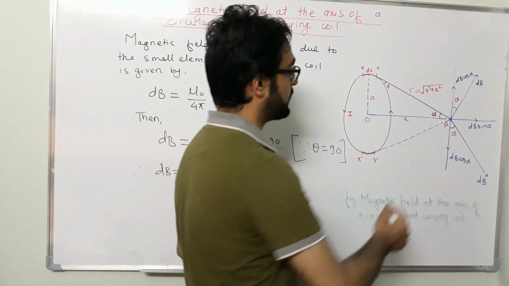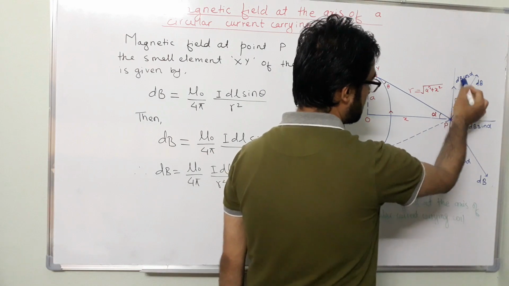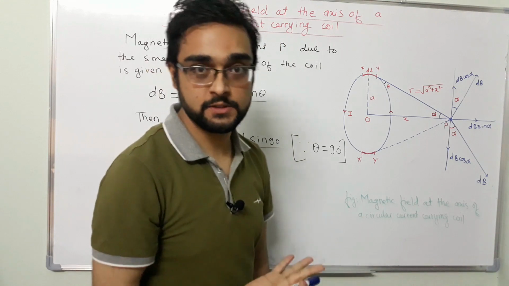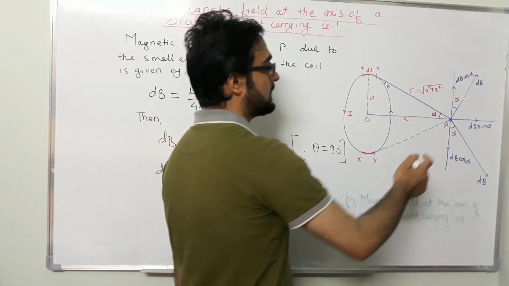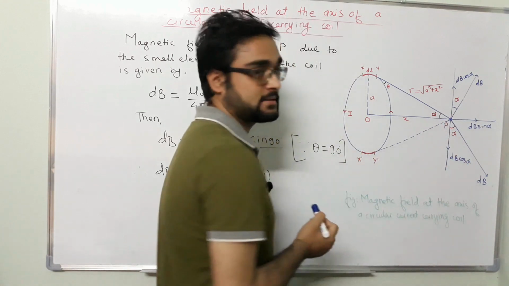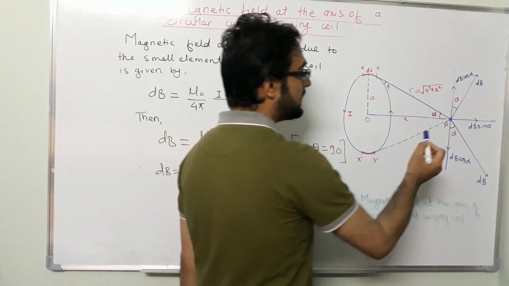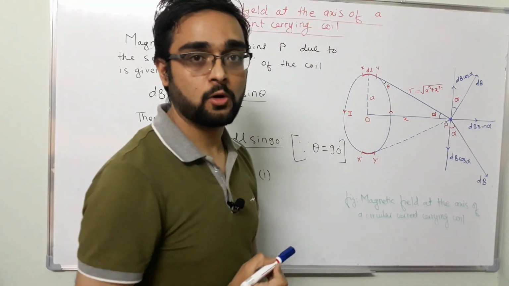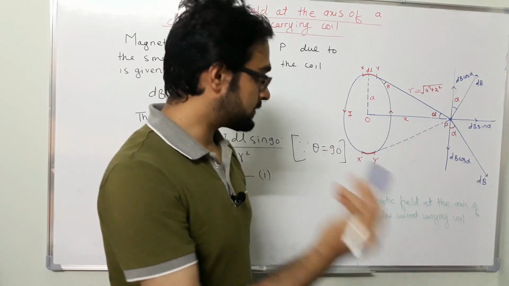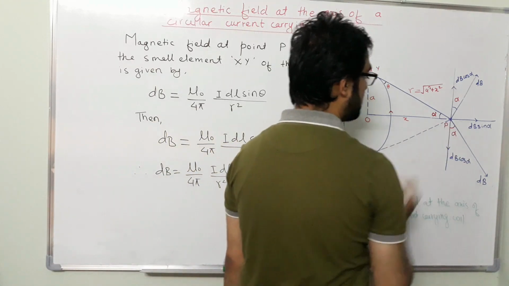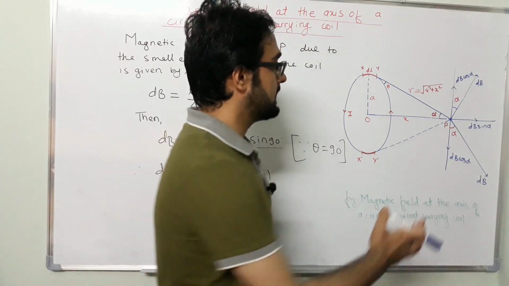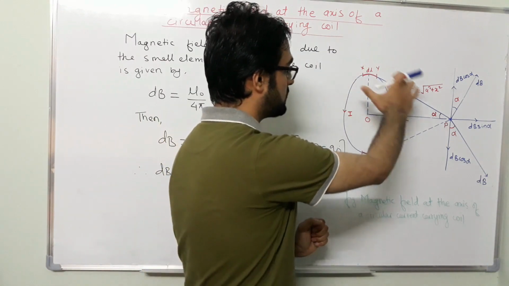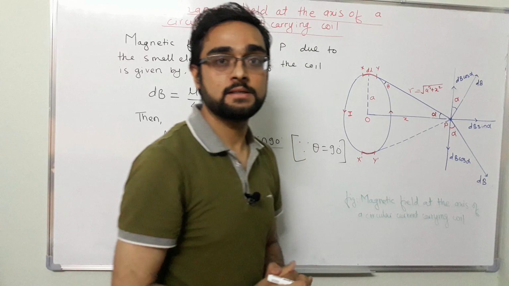Now here at point P, these two components, dB cos alpha and dB cos alpha, are acting in two opposite directions, vertically opposite directions. That's why these two components get cancelled out. And the only component acting at this point is dB sin alpha, which is along the axis of the conductor. That's why the total magnetic field at point P, which is on the axis of the conductor, is dB sin alpha.